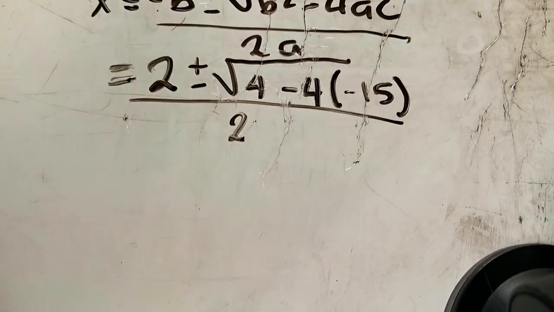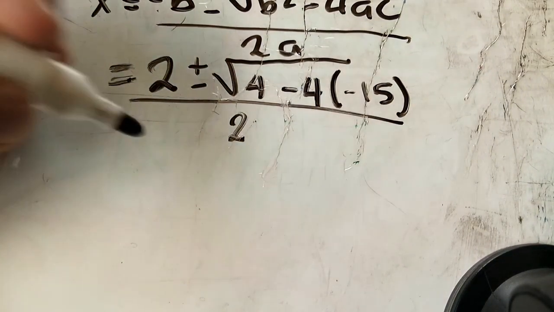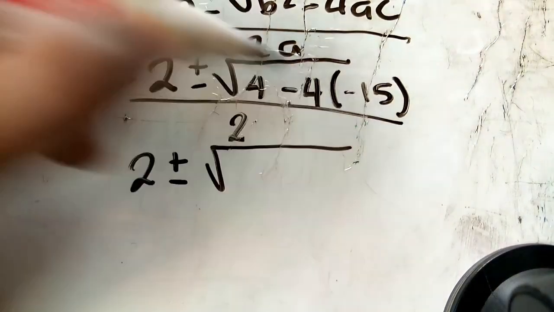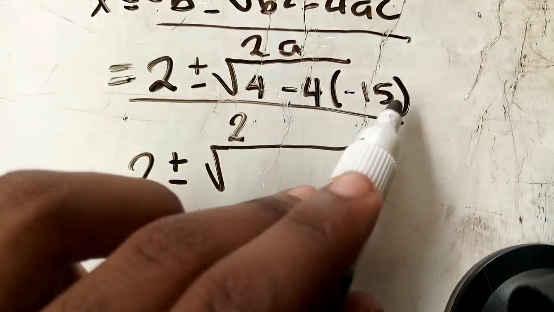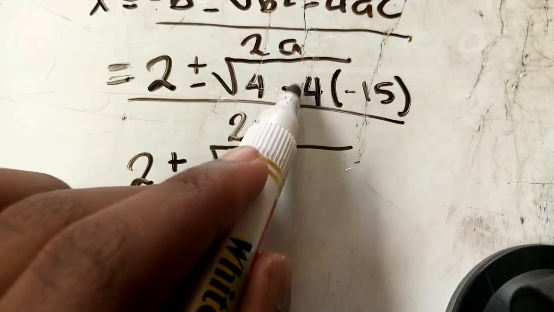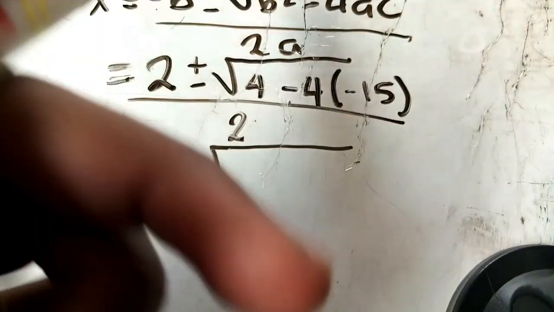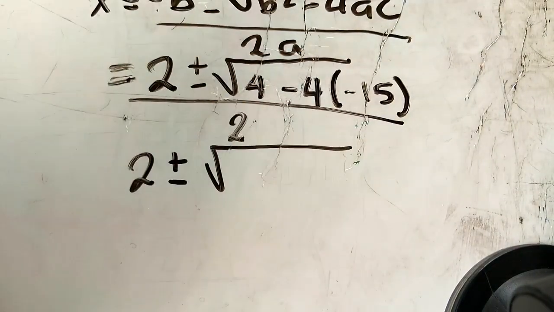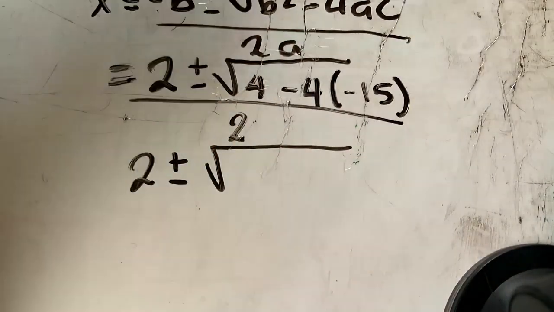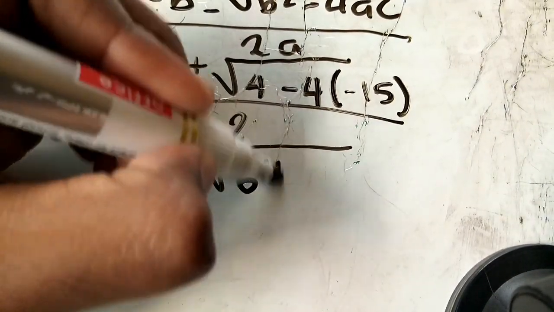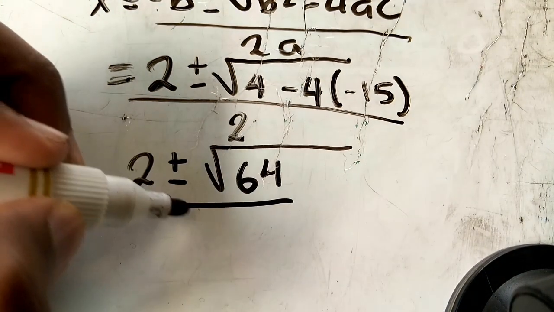Yeah, so this is simply going to be 2 plus the square root of, so this will give us a positive because there are two negatives. Now we're going to say 4 times 15. 4 times 15 is 60. So it will be 4 plus 60. So 4 plus 60 is 64. So we'll say 64 over 2.